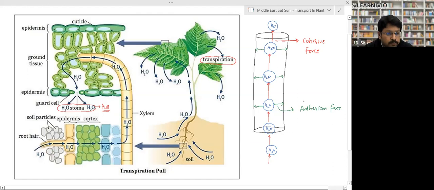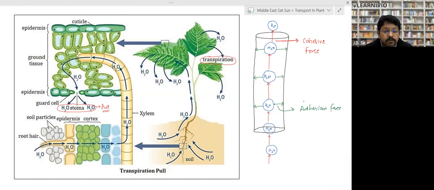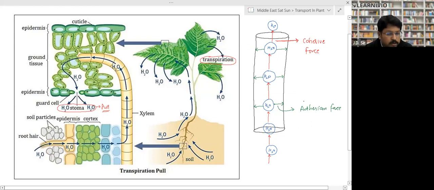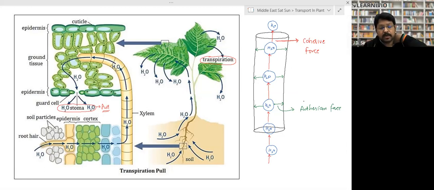Gravity is trying to pull the water column, but this adhesion force attracts water molecules towards itself, and they prevent the water column from falling due to gravity. So look, cohesive force makes the water column. With its help they create a tension and make a water column. Adhesion force does not allow the water molecules to fall.